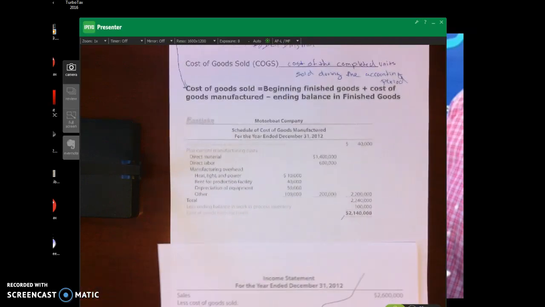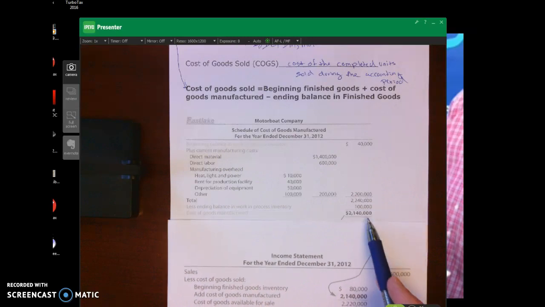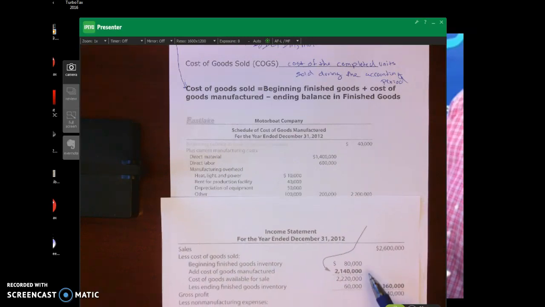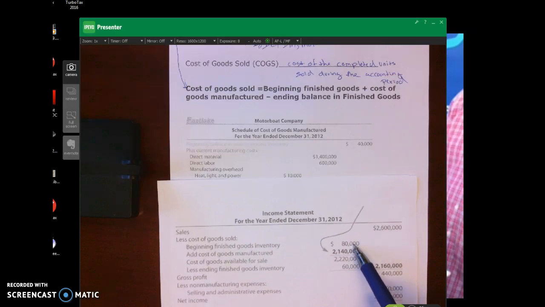And then what you can see on the next page is that number, $2,140,000, the cost of goods manufactured, comes over here to calculate our cost of goods sold. So we have our beginning finished goods plus our cost of goods manufactured minus our ending finished goods gives us our cost of goods sold. Sales minus cost of goods sold gives us our gross profit, less our period costs, our selling and admin costs, gives us our net operating income. Okay?